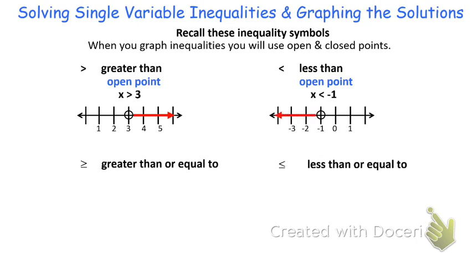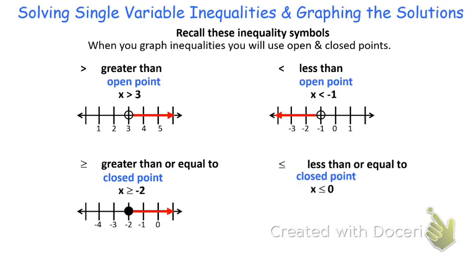Now when we have the or equals, those will use the closed point. So for instance, if we say x is greater than or equal to negative 2, we'll use the closed point because that will tell us that negative 2 is one of the solutions and any number that is greater than it. So when we do this on the number line, the difference is we're going to have a closed point here, and now we'll shade to the right, indicating that we want numbers that are greater or equal to negative 2.